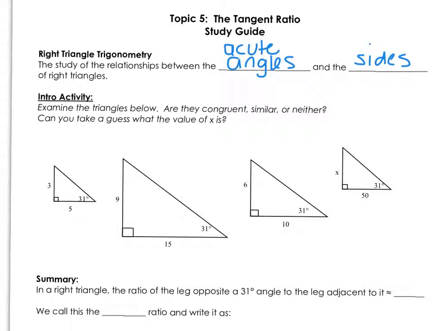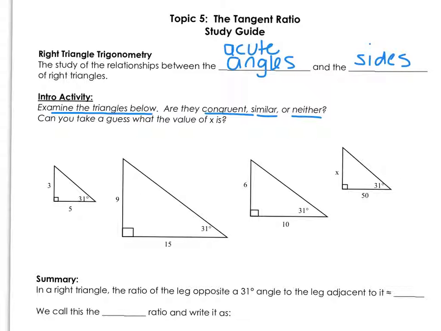Okay, so we're going to start with an intro activity. Yes, you could just wait and copy down what I'm saying, or you could really think about this. I want you to examine the triangles below. Are they congruent, similar, or neither? Remember what congruent means: same size and same shape. Similar just means same shape. Or are they neither? So take a look. What are you thinking?